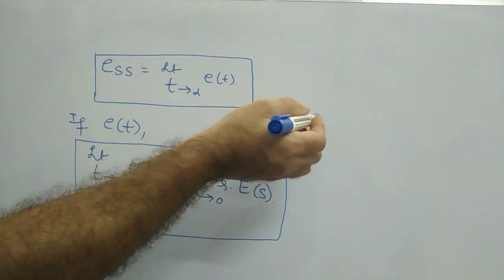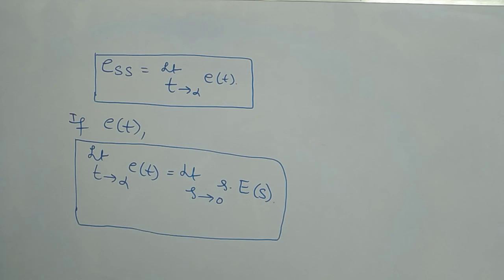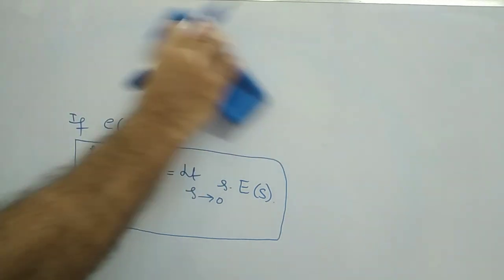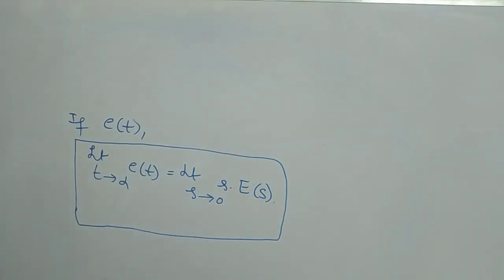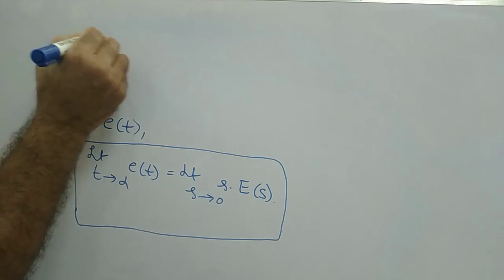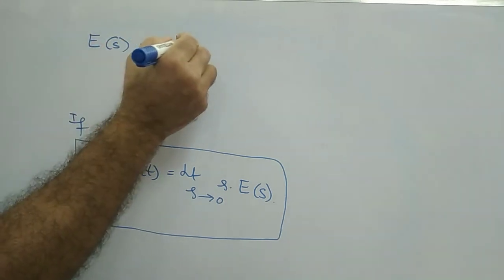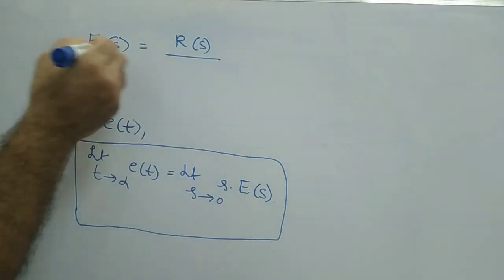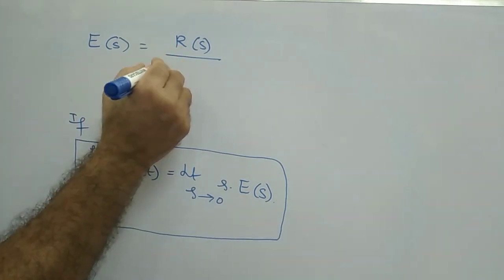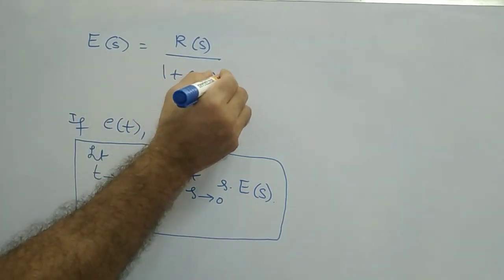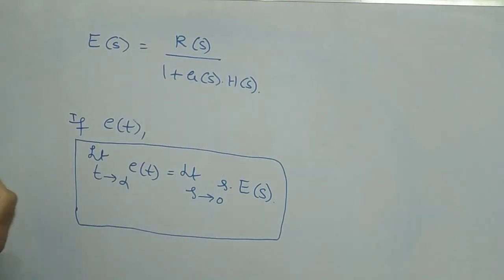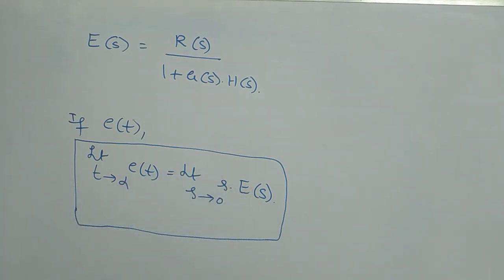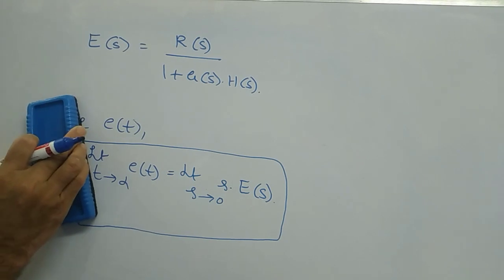So just now we have seen what E of s is basically. E of s is equal to what? Just refer to the block diagram we saw previously. We derived, by substituting the second equation into the first, that E of s is equal to R of s by 1 plus G of s into H of s. Clear? So substitute this E of s value here. Then what is the steady state error?